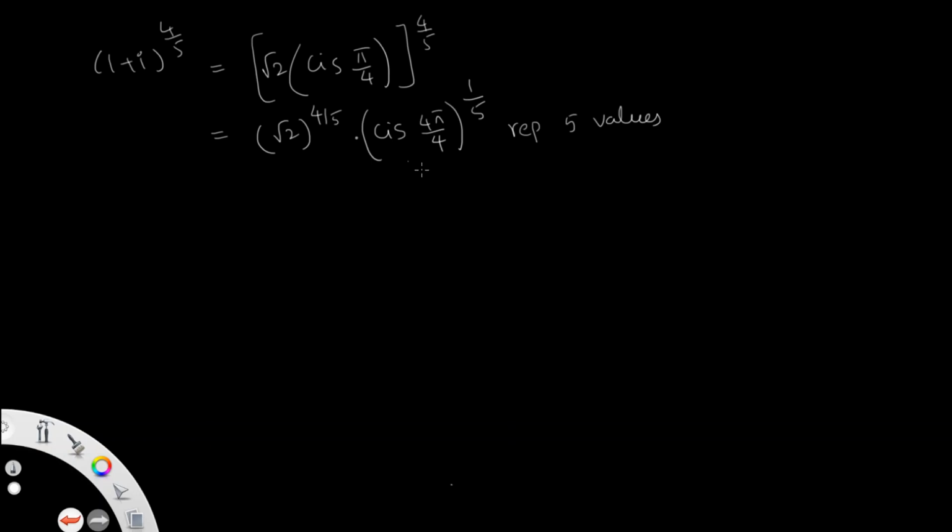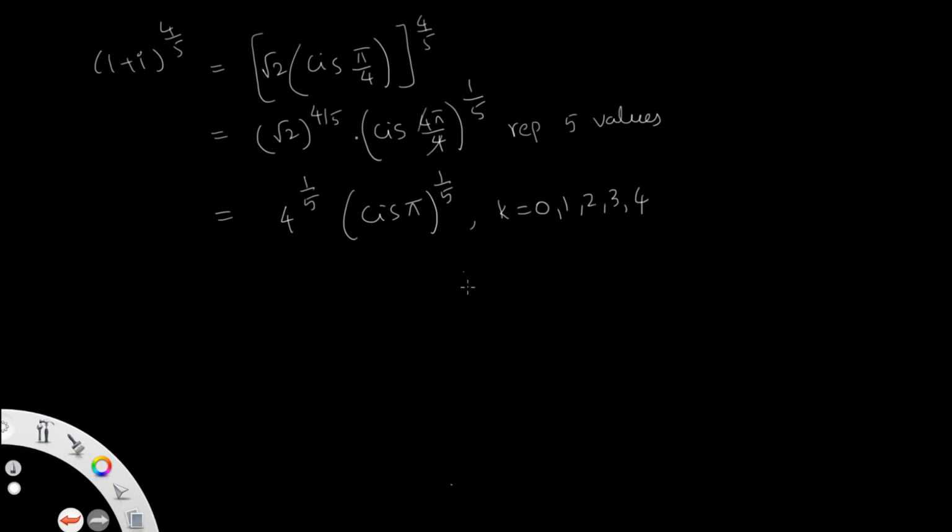So root 2 power 4 by 5 means root 2 power 1 by 2 times 4, that is nothing but 4 to the power of 1 by 5. Root 2 whole power 1 by 5, nothing but 4 to the power of 1 by 5, into cis pi whole to the power of 1 by 5. That represents 5 values, nothing but 0, 1, 2, 3, 4.